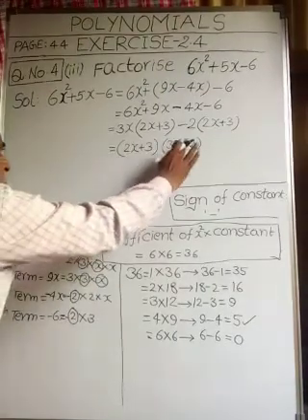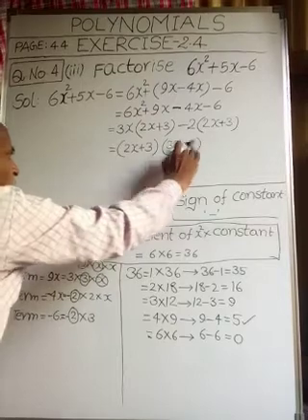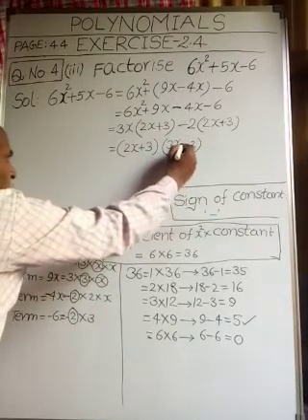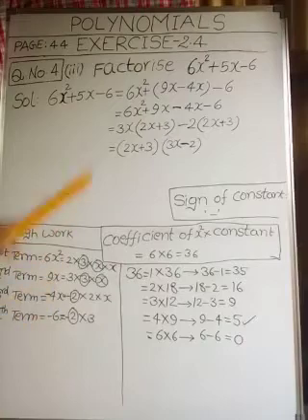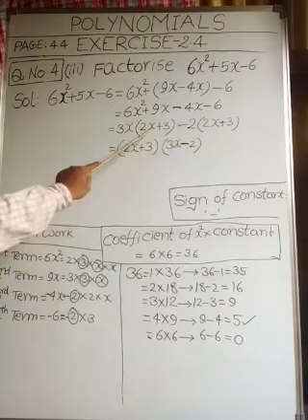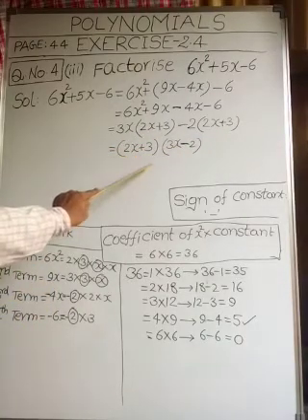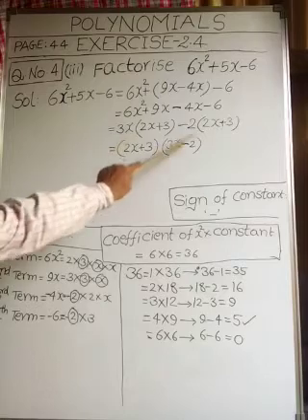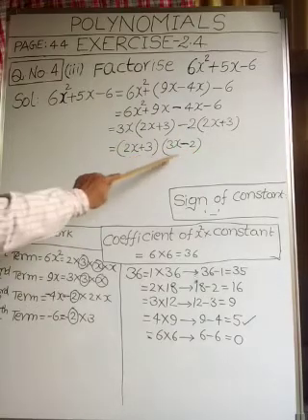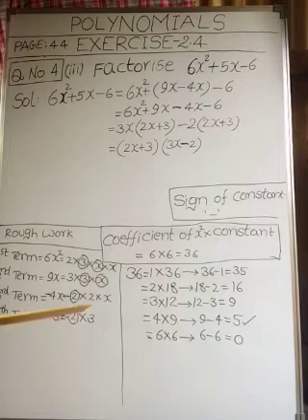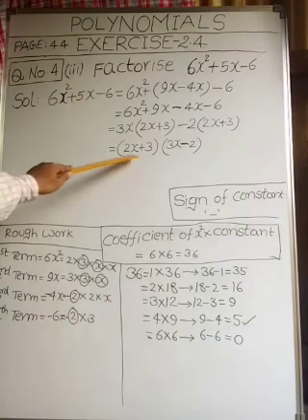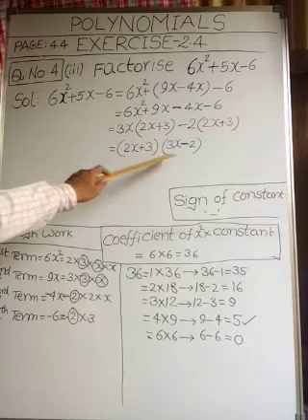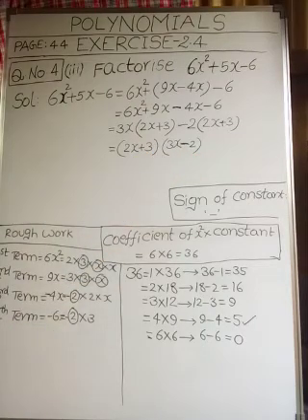Then what will you get here? Again, 2x plus 3 is a common factor. If you take it out, 2x plus 3, what will you get here? 3x minus 2. So these are the factors of this quadratic polynomial. 2x plus 3 is one factor, and 3x minus 2 is another factor of this quadratic polynomial. Understood, my dear children? Right.